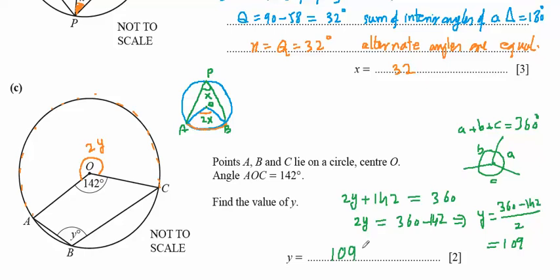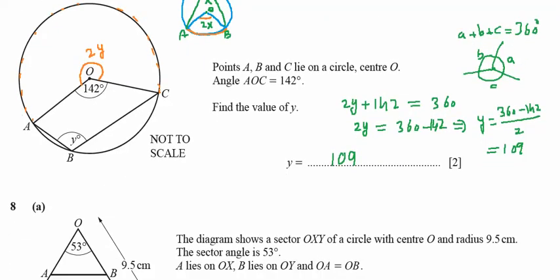We are not putting the degree symbol here because it is already written y degree here. It means y is only 109, the number. But if they say find the angle ABC, then we'll write 109 degrees. So this was the question, part C.